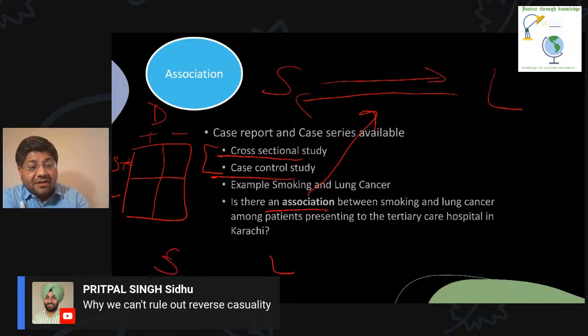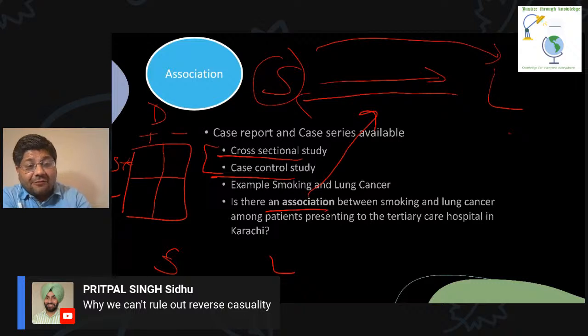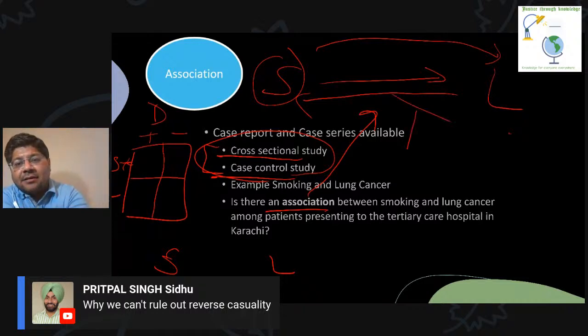To establish causality, to establish that smoking caused the lung cancer, you need to establish that smoking occurred before the occurrence of lung cancer. But when you are using the cross-section study or the case control study, you are not able to establish the fact that smoking preceded the lung cancer. This particular fact is known as temporality.